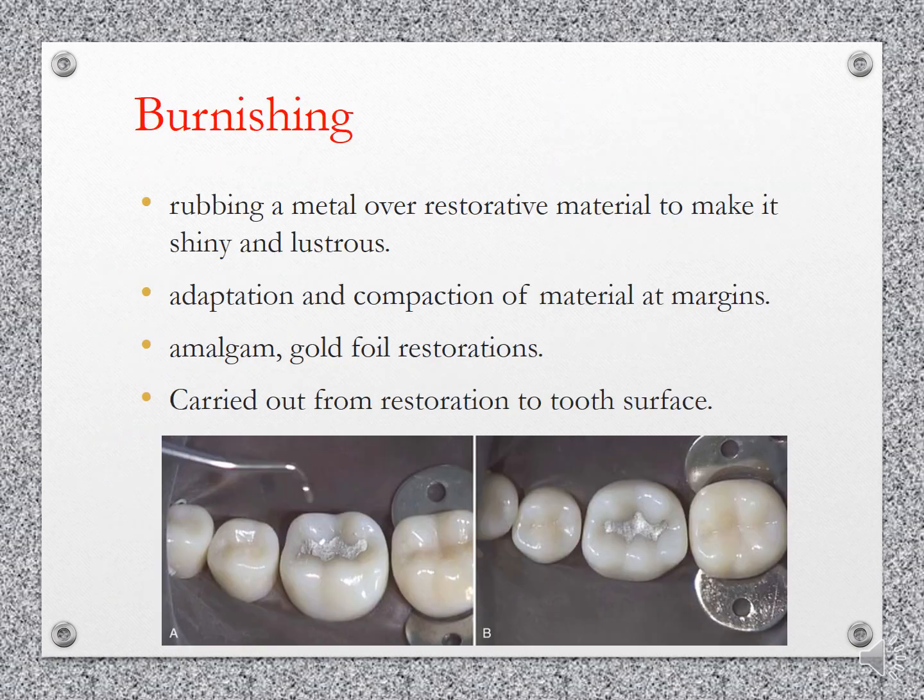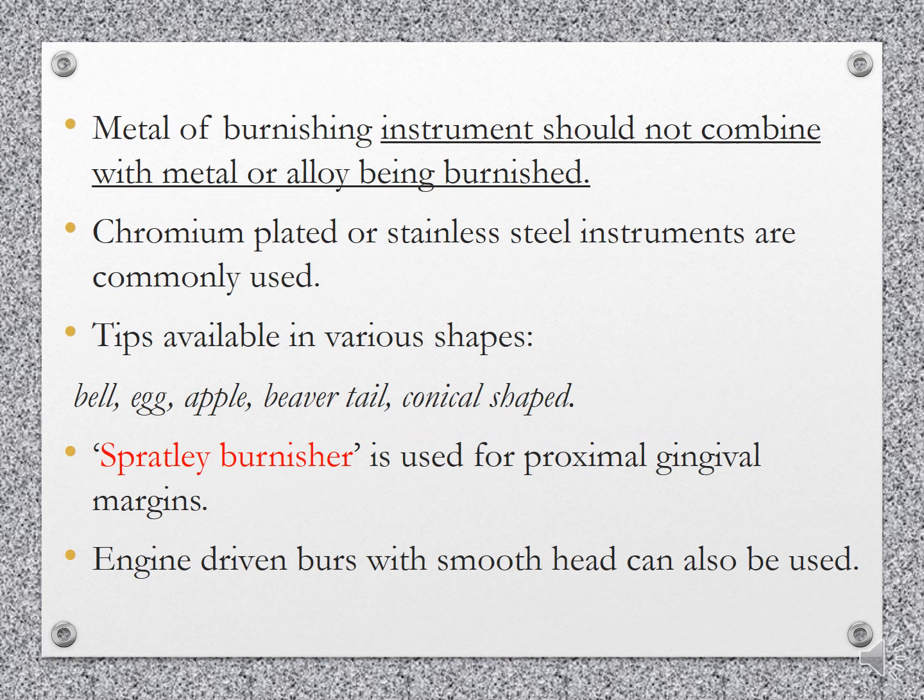Burnishing is a process of rubbing a metal over restorative material to make it shiny and lustrous. It aids in adaptation and compaction of material at margins, mostly for amalgam and gold foil restorations. It's carried out from restoration to the tooth surface. Steel instruments are commonly used.